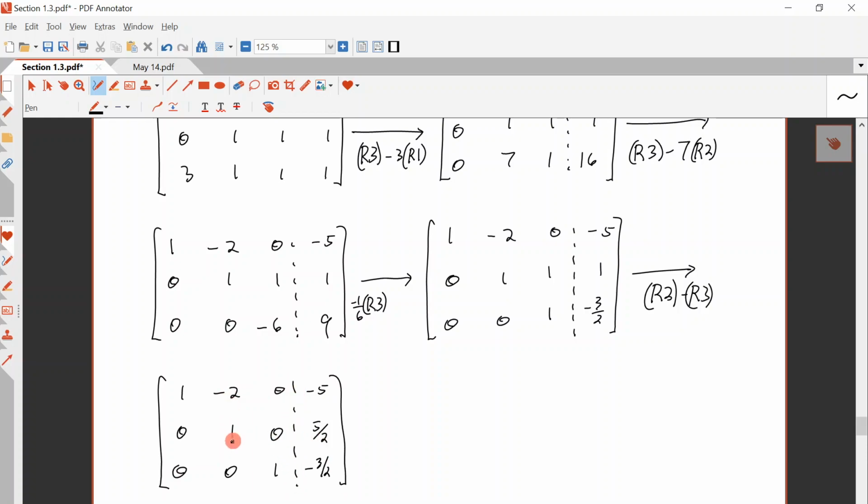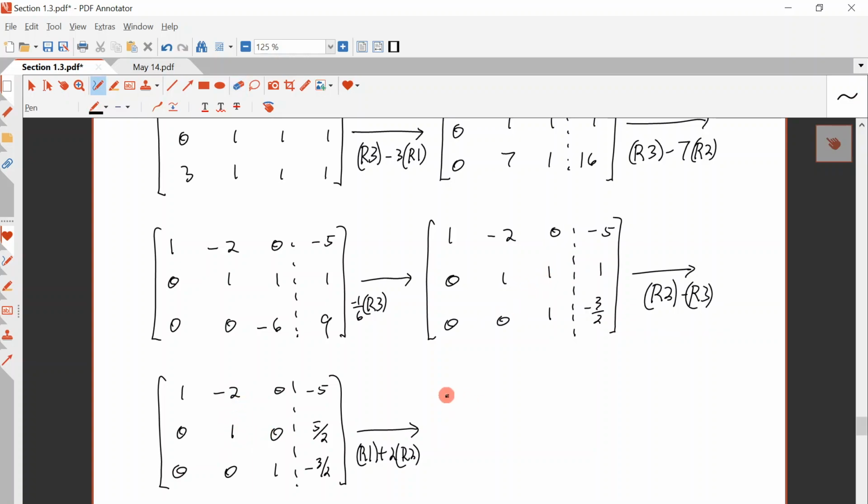Almost there. Add row 2 twice to row 1, so row 1 plus 2 row 2. Notice, by the way, we couldn't do this step previous to this step. If I added row 2 twice to row 1, what happens? This coefficient, which was a 0, will suddenly be non-zero, right? This will become 0 and that'll become 2. That's not what we want. We want to leave this as a 0. So we've got to make this 0 first.